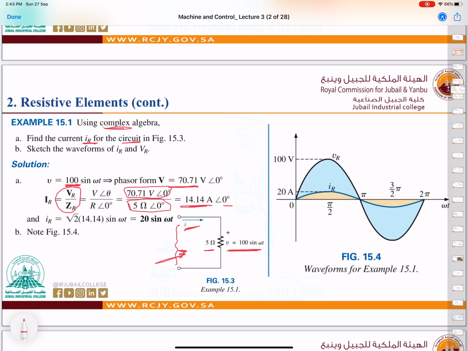Because this one is the RMS value, if we need to consider the expression of IR, we should multiply it by root 2, as you can see here, and the value I maximum is equal to 20 sine omega t. So this is the answer, okay. And we know that the current of the resistor is in phase with the voltage. So the angle is 0. That's why the angle is 0, okay.